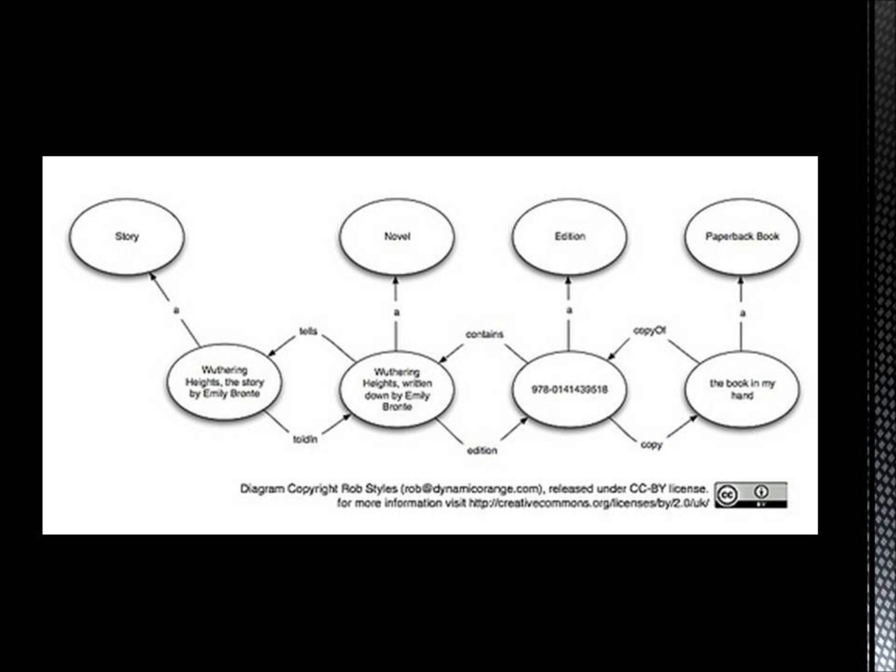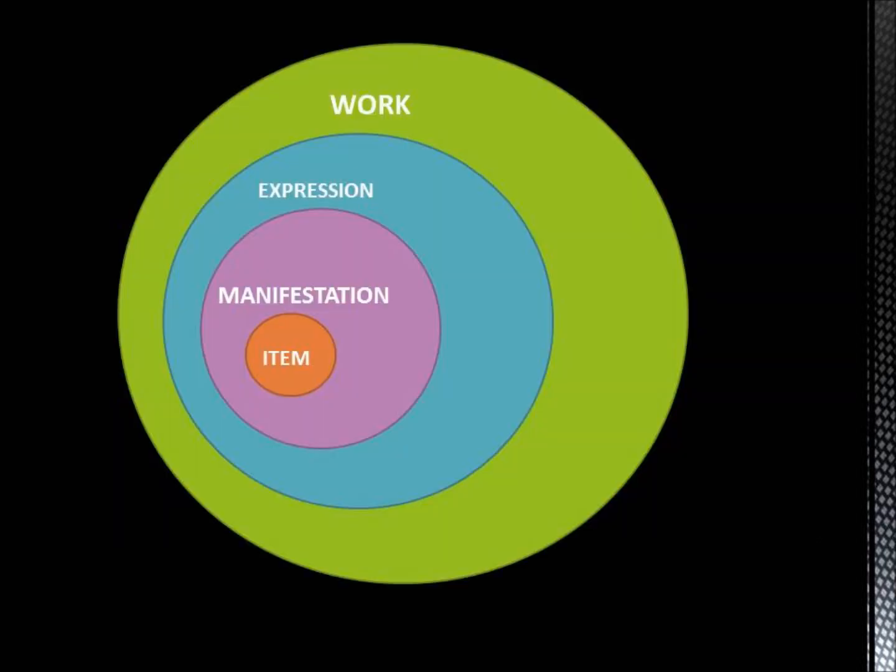But these things aren't separate ideas that live side by side. You don't look out into the bibliographic universe and say, oh, there's a work, and there's the manifestation, and there's the item. They exist within each other. So the item of Wuthering Heights is a copy of the manifestation, which contains the expression, which tells the story or the work. So this diagram, it's a good visualization of the idea.